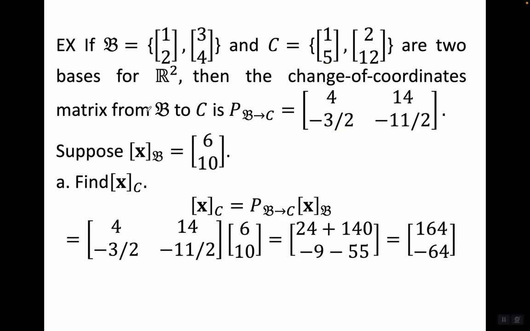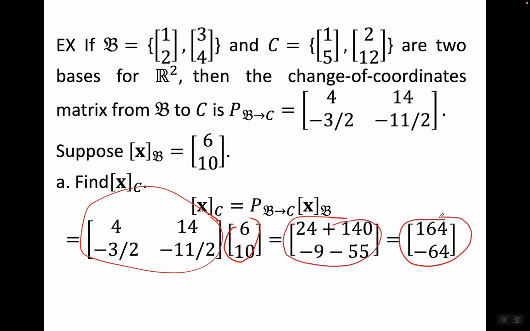So for example, if B equals (1, 2), (3, 4), and C equals (1, 5), (2, 12), and we saw those a moment ago, same bases. If these are two bases for R2, then the change of coordinates matrix from B to C is 4, 14, negative 3 halves, negative 11 halves. Suppose x sub B is 6, 10. Find x sub C. Oh, we can do that. We know how to do that. You just multiply 6, 10 by the change of coordinates matrix. Multiply that together. Here's what you end up with. Simplify, and you end up with this nasty one, 164, negative 64. So that's x relative to the basis C.